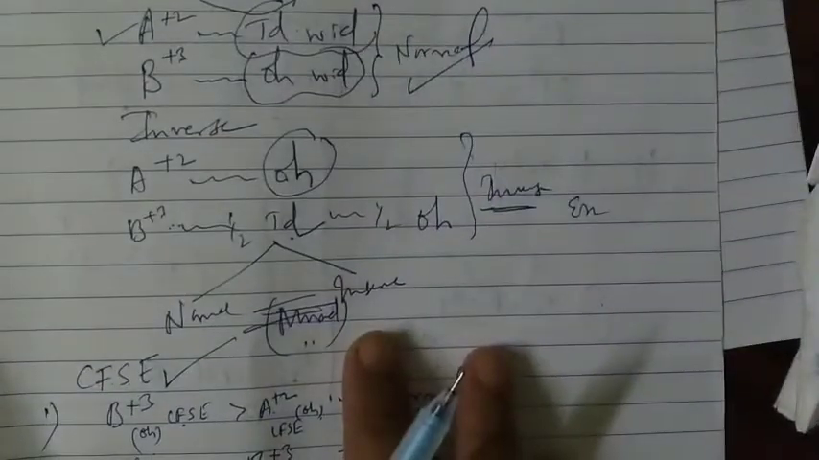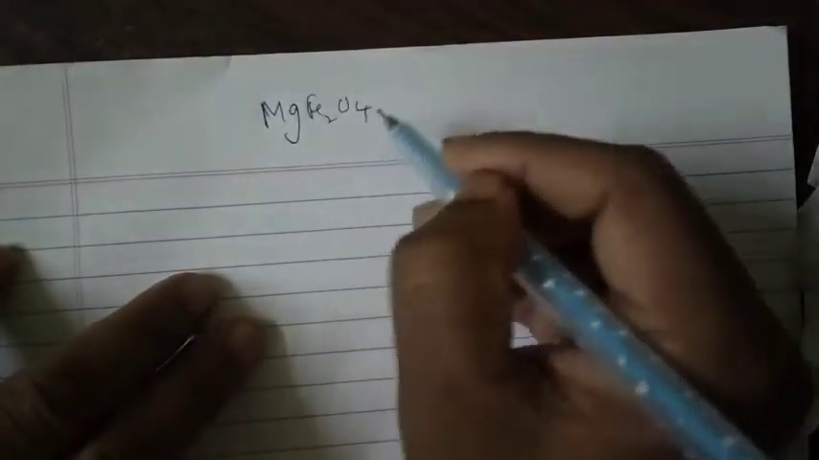So like this, there are some concepts you should remember, how to differentiate the normal spinel and the inverse spinel. So like this you can do it. Some of these examples you can also take, like MgFe2O4. I think I have done this.